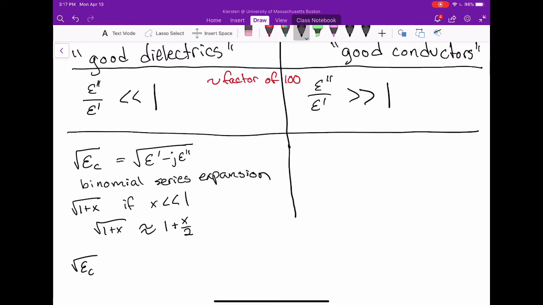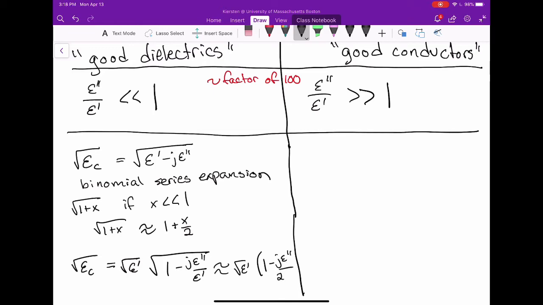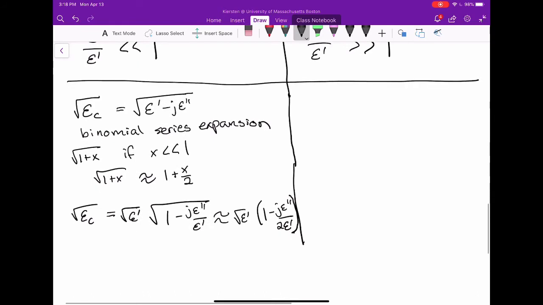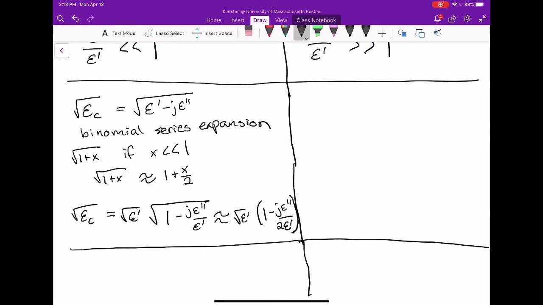Then the square root of epsilon c is actually equal to square root of epsilon prime times square root of 1 minus j epsilon double prime over epsilon prime. So far, no approximation has been made. But then I can make that binomial series expansion approximation and say that that is approximately equal to square root of epsilon prime times, look, there's no more square root, 1 minus j epsilon double prime over 2 epsilon prime. And then you use that expression in all of your calculations to get all of the other parameters.